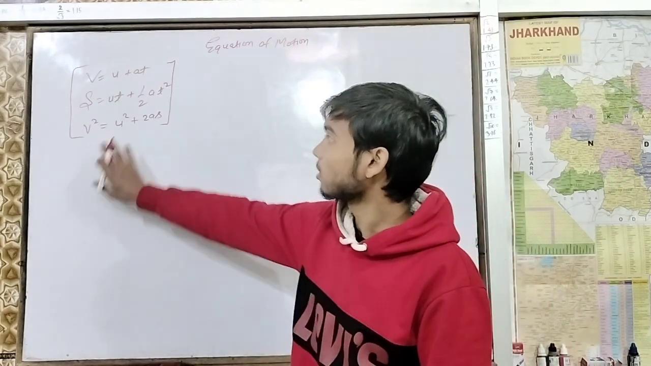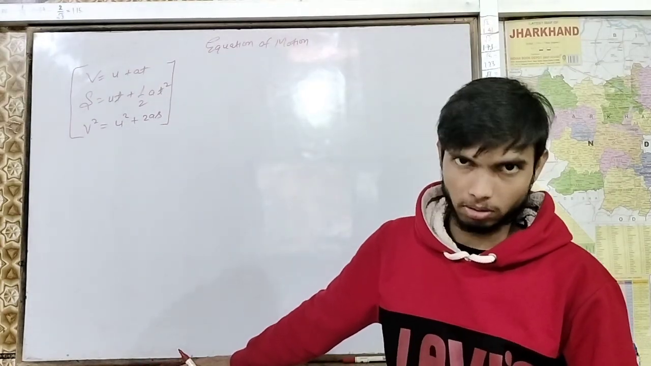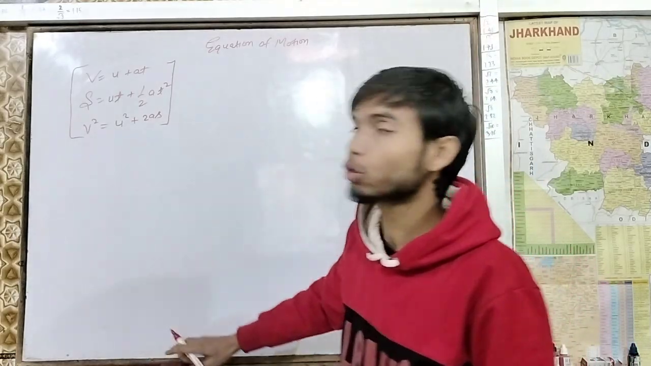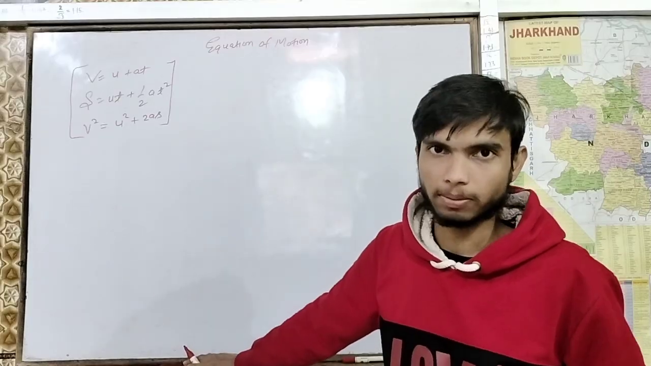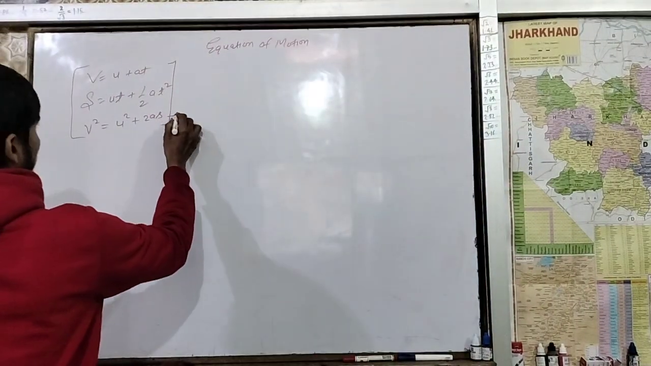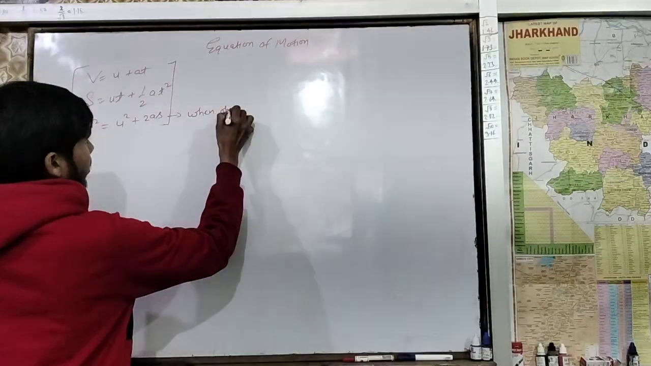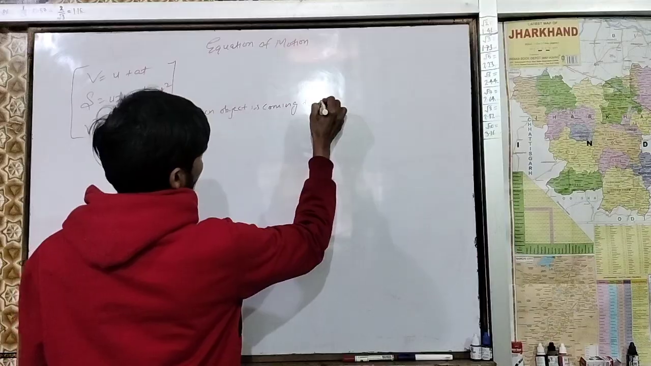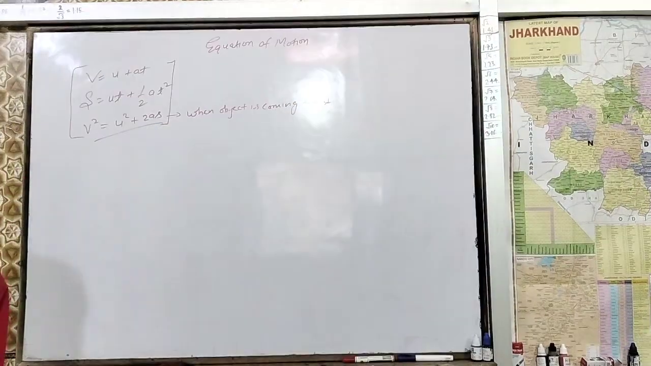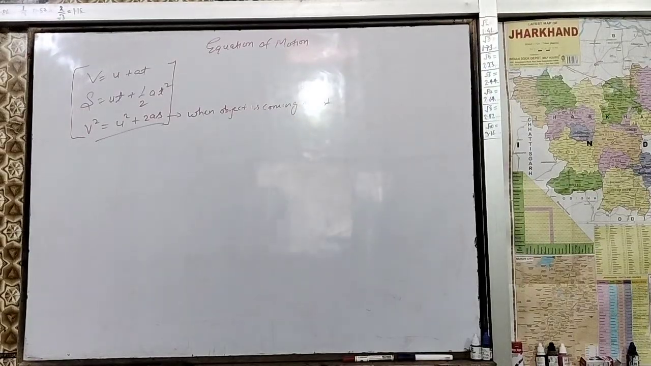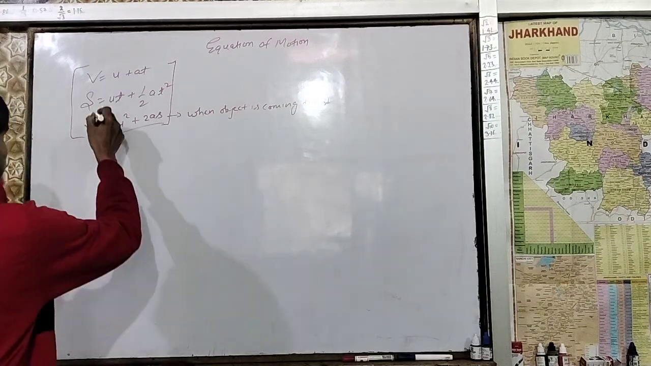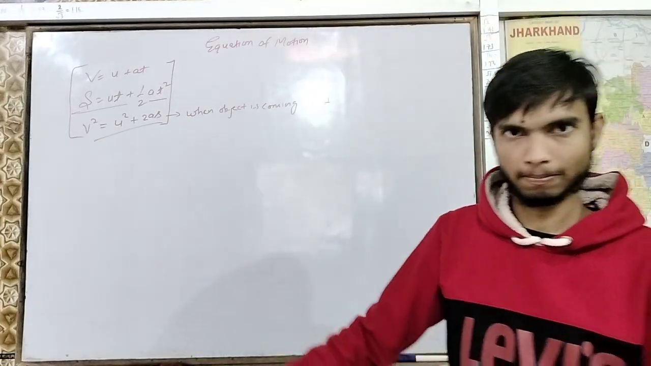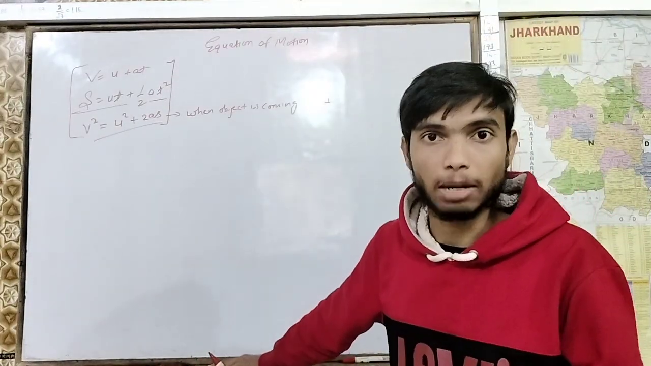A lot of the time this equation will be observed. In short, I can say this equation is used when an object is coming to rest, and then it will be very useful to apply. The second equation will be used to calculate displacement. It can be vertical displacement or horizontal displacement.